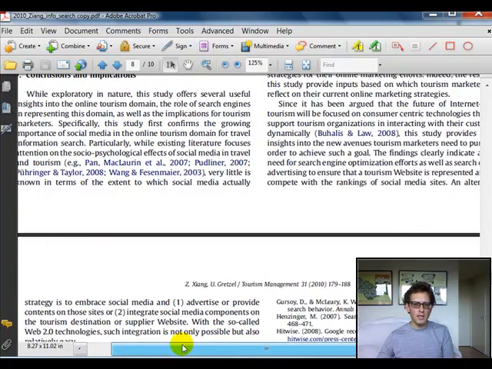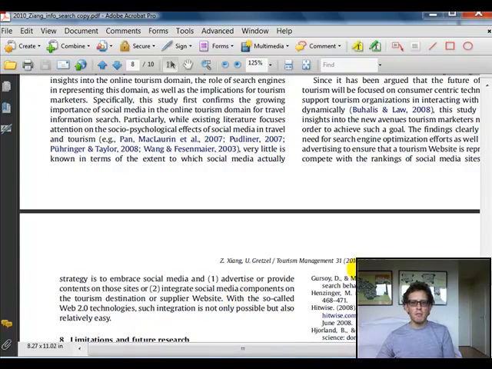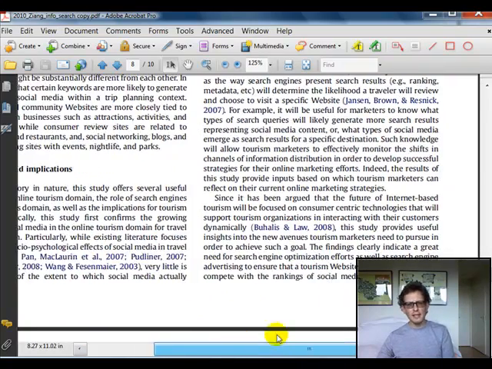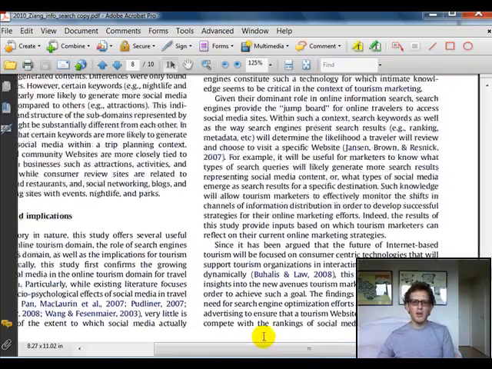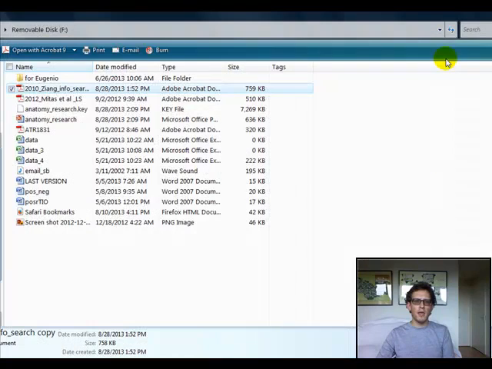Okay, and it seems that at the end here, maybe we missed it, but they're really focusing on implications for the tourism industry and not so much, if at all, on implications for future research. Sometimes authors make comments about that and they're just spread throughout the conclusion and discussion sections.